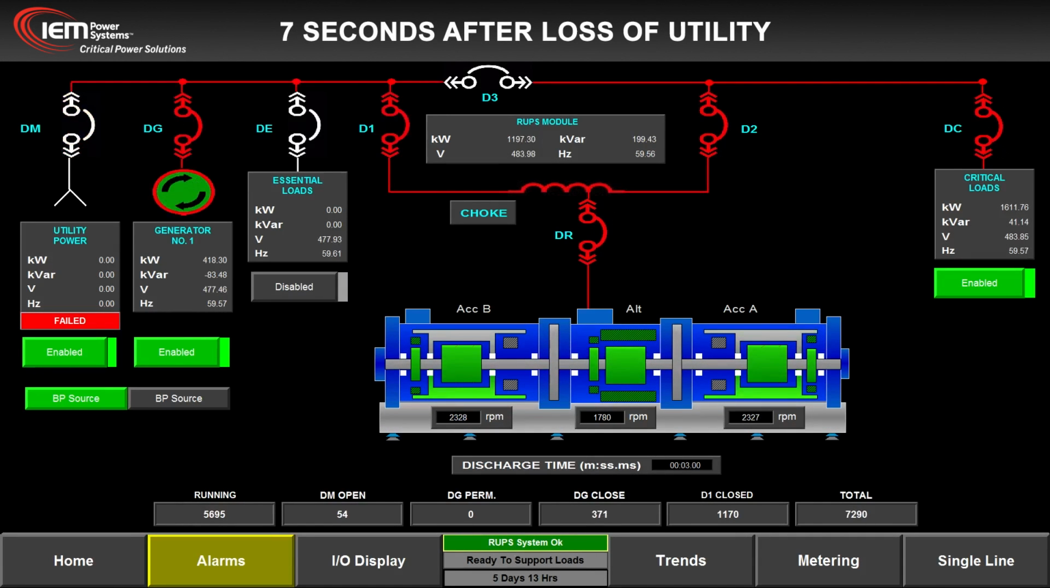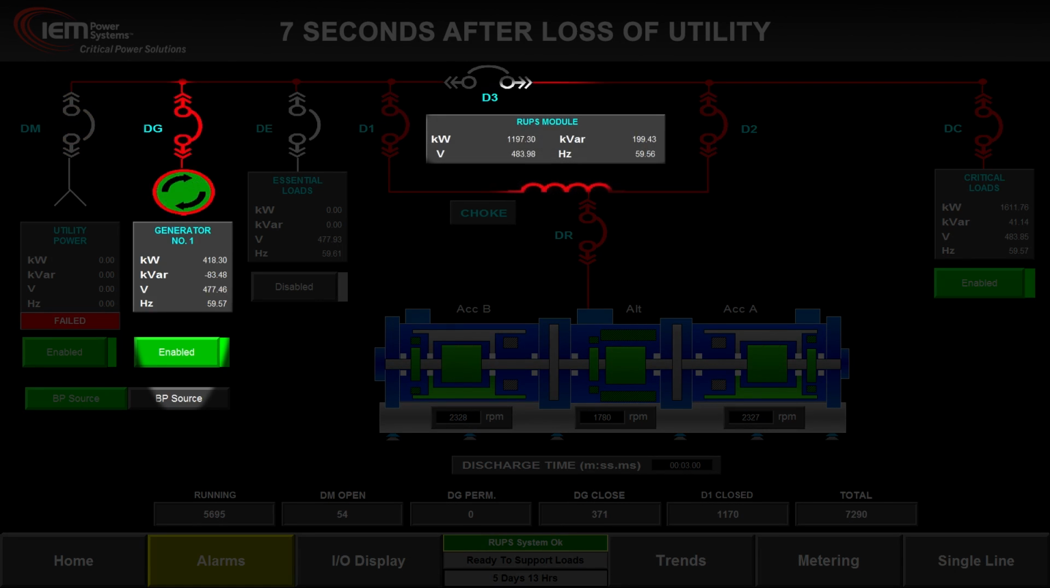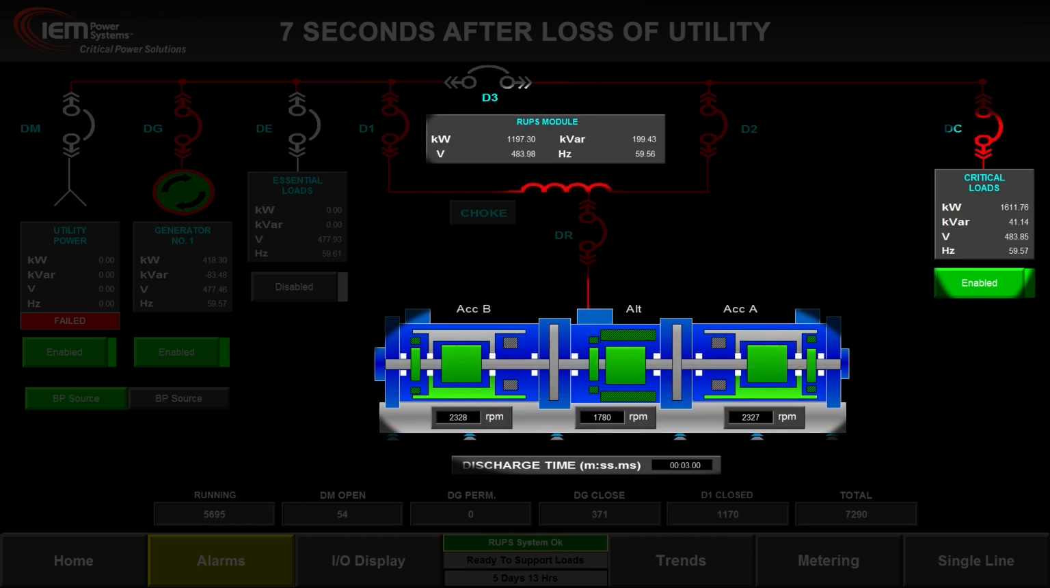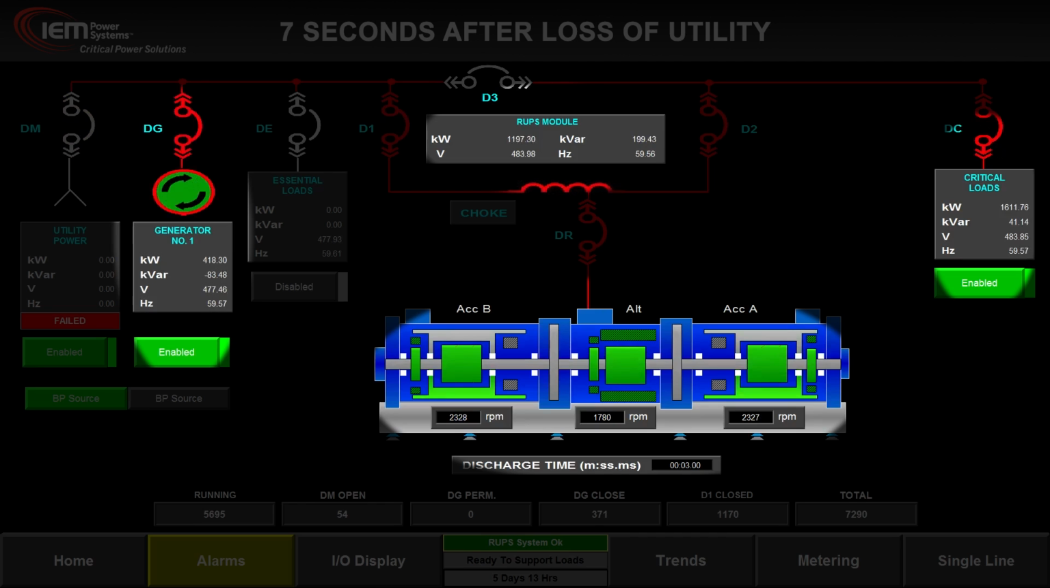7 seconds after loss of utility power. The generator is synchronized with the UPS and critical load. Breaker D1 is closed, allowing the generator to gradually contribute power to support the critical load. In the seconds that follow, note the soft handover of the load to the diesel genset. The Rotoblock supplies about 1200 kilowatts of power to the critical loads, with the genset now contributing over 400 kilowatts.